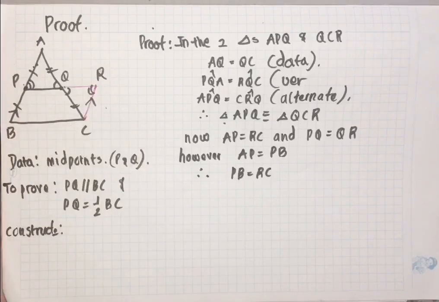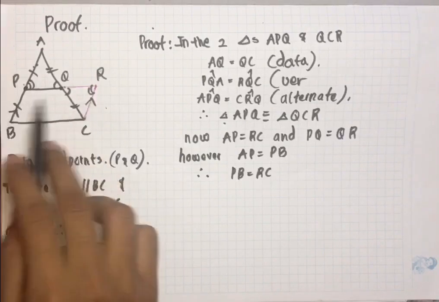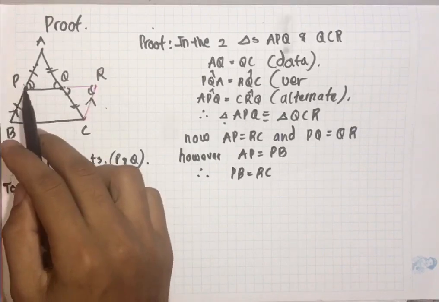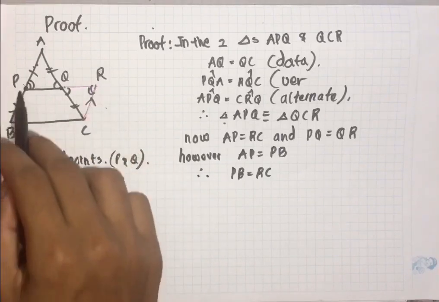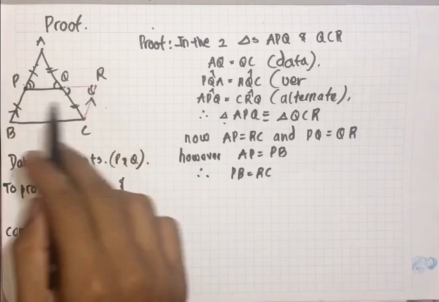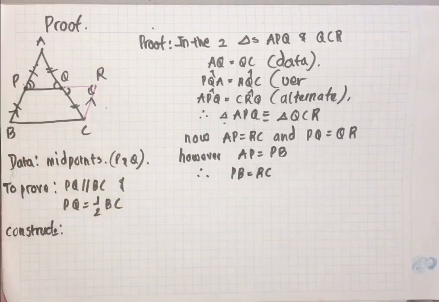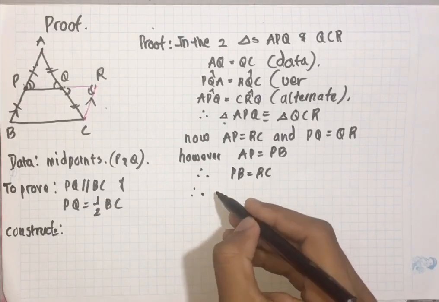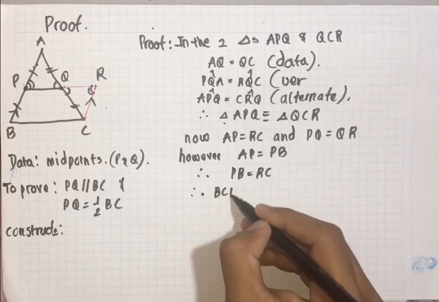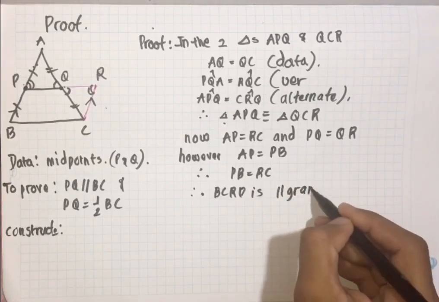Now, since these two are already parallel, we drew a parallel line, and also this side is equal to this side. Therefore, if you consider this quadrilateral with four sides, if one pair of sides is equal and parallel, you can say that it is a parallelogram. Therefore, BCRP is a parallelogram. Is that clear?